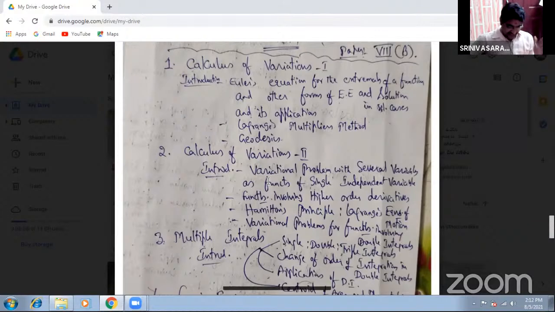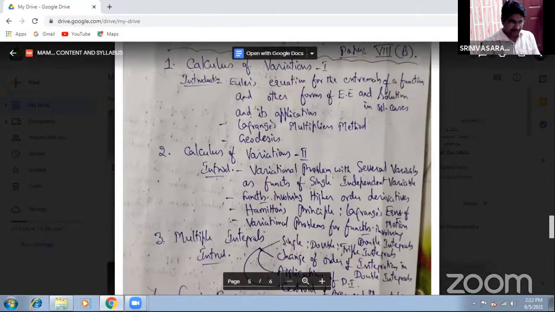Now, functions involving higher order derivatives. Suppose y equals f of x, the function is there. Now, how to define f dash of x, f double dash of x, and the nth derivative of the function, which is also practiced in lower class levels and intermediate levels. And here, functions involving higher order derivatives, and according to that, Hamilton's principle, one of the important concepts in calculus of variations in the second part, and the Lagrange equations of motion, and the third one is variational problems for functions involving double integrals. Now, this is the third one, multiple integrals.